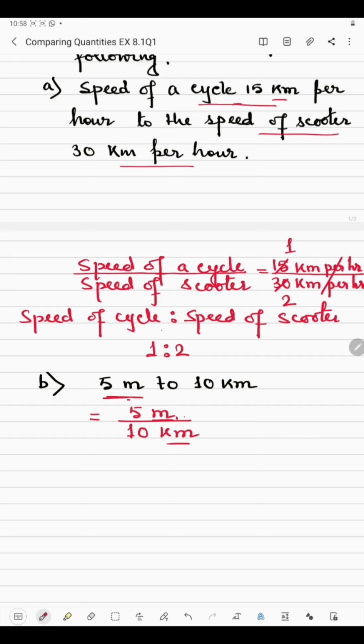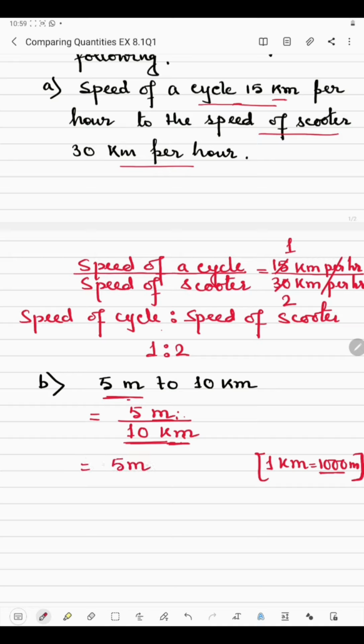Here we already have meter and here we have kilometer, so we will convert from kilometer to meter. Always remember, while converting from a bigger unit to a smaller unit, and kilometer is the bigger unit than meter, we always have to multiply. Now 1 kilometer means 1000 meter, right? So when you are converting 10 kilometer to meter, you have to multiply by 1000.